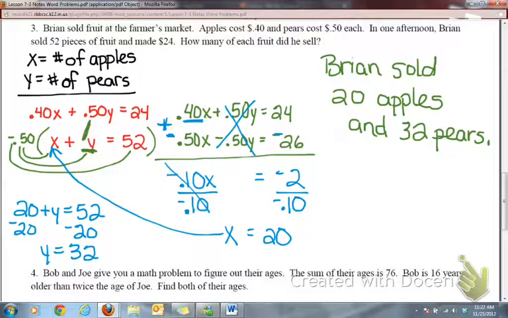And there we go. Brian sold 20 apples and 32 pears. That definitely adds up to 52 pieces of fruit. And if I put those numbers in with those money amounts, it would come out to $24. Okay, one more problem.